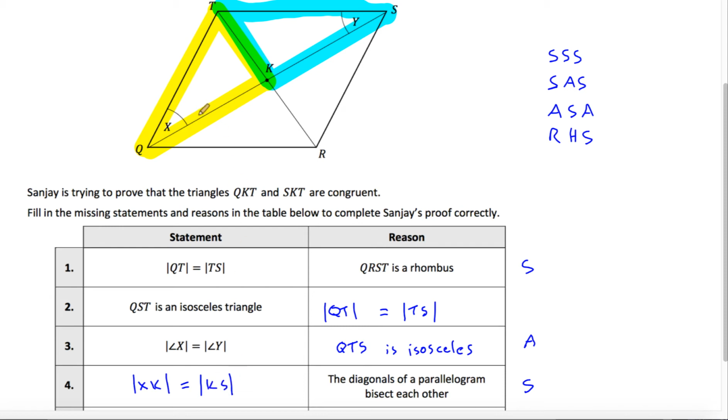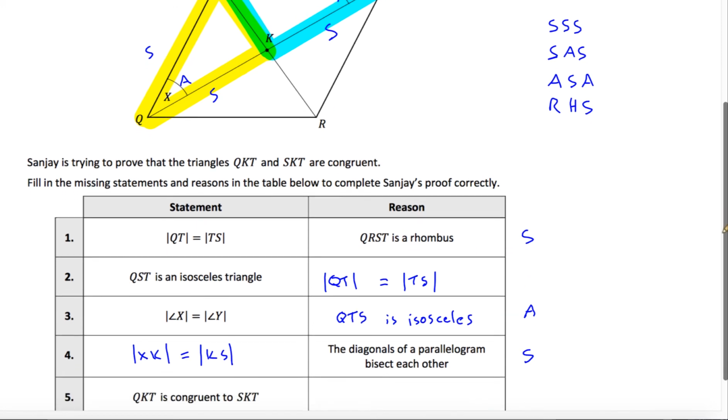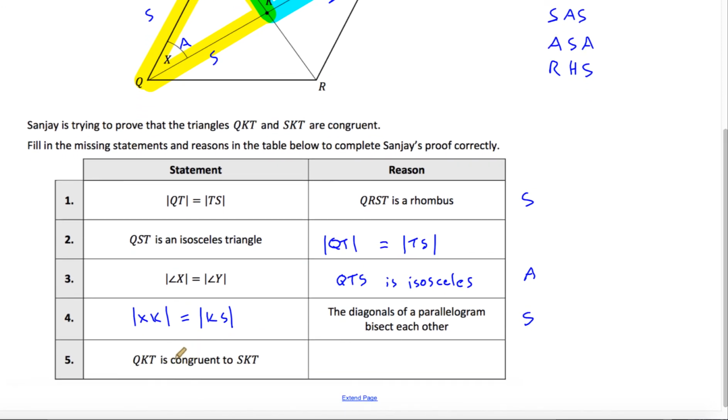So that means you've got side, the angle, and the side. So SAS. See that? SAS with the A between the two S's. And over here it was this SAS. So you proved the side angle side for both triangles, which means QKT is congruent to SKT, and the reason is side, angle, side.